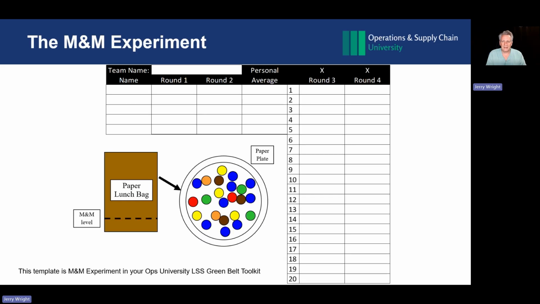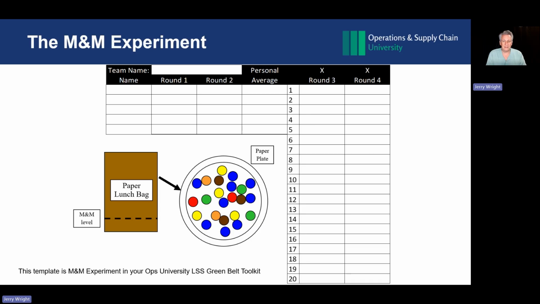Okay, here's kind of the background. This is your M&M experiment template. This is in your Ops University Lean Six Sigma Greenbelt Toolkit, so you can see the things you'd need. And the goal in the first couple rounds is just practice scooping. See who can scoop well, or if it's just you or one person, figure out who's got the best average. Then once you think you've got a good scooping process and you know who's going to do it, scoop 20 complete scoops and measure the information. You can enter it here.